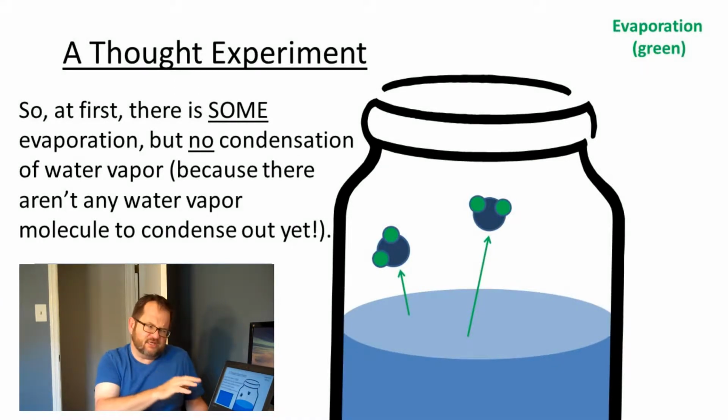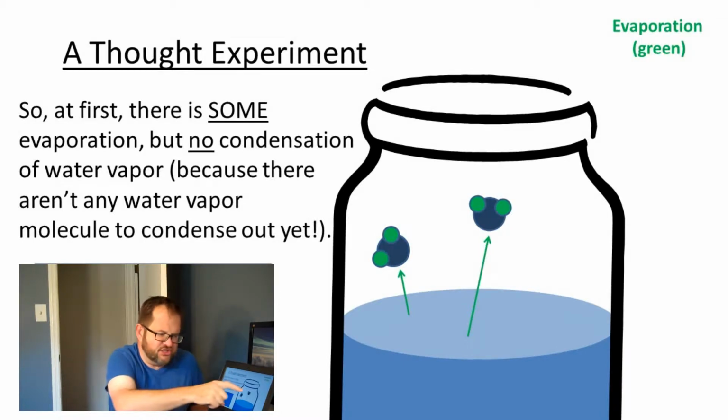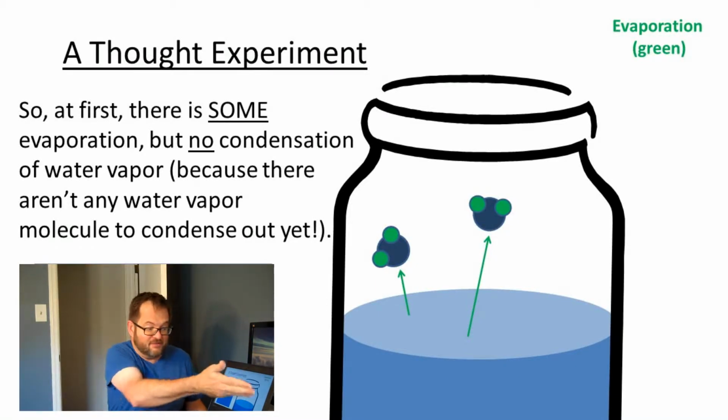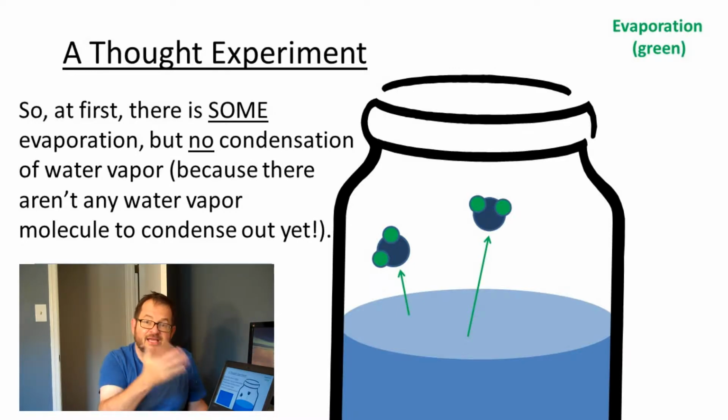But I want you to notice something here. At first, there was some evaporation going on here, but at the same time, what about condensation? Are there any water vapor molecules in this air that might just be condensing down into the liquid water? And the answer is no, at least not yet. At first, when there are really no water vapor molecules up here in the air, there aren't any of them to condense.